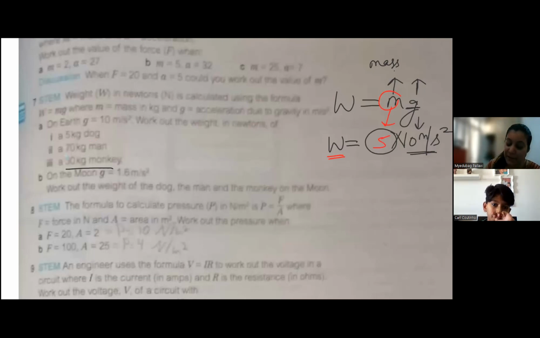We have the expression W is equal to mg, where in place of g we always have to take the value 10. The value of m is given to us in each of these parts: 5, 70 and 30. And for these values we have to work out the value of W. So what will be the weight of a 5 kg dog? What do you think?